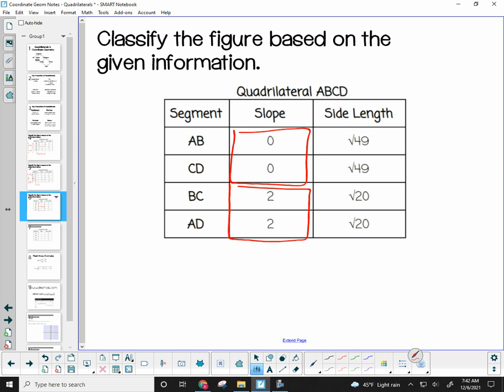Okay, so we need to see 2 sides that intersect. So CD and BC are going to intersect. If they are going to be forming a right angle, they have to be perpendicular, which means they have to be the opposite reciprocals. So are 0 and 2 opposite reciprocals? No, so we don't have a right angle, which means it's just a plain old parallelogram.